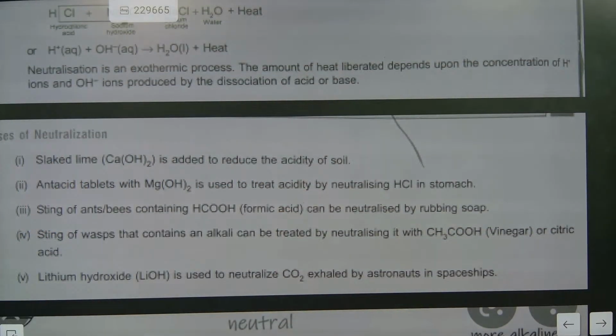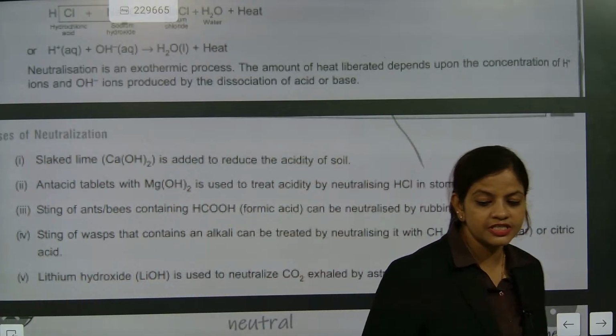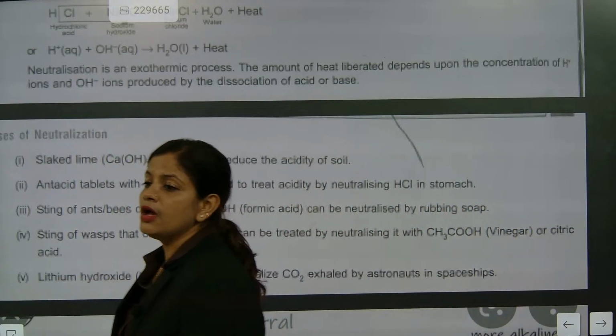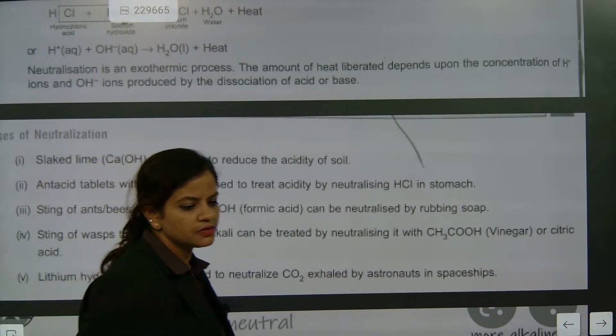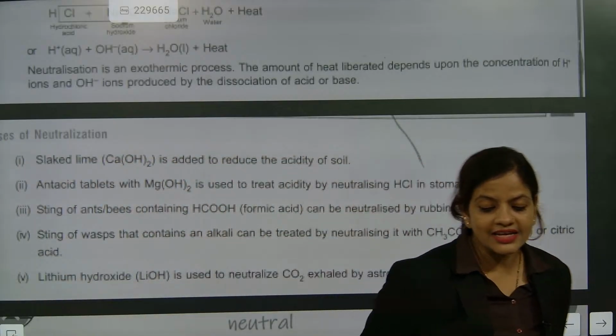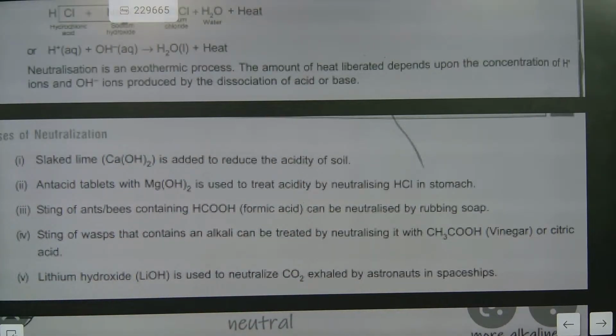Now, what are the uses of neutralization? Neutralization is a specific concept. I'm giving you time to understand, because from this section, one MCQ question will be coming. This is a very important section. From here they're asking questions, so I don't want anyone to make a mistake in this section. Slaked lime, calcium hydroxide, is added to reduce acidity of soil. Antacid, magnesium hydroxide. What is it used for?